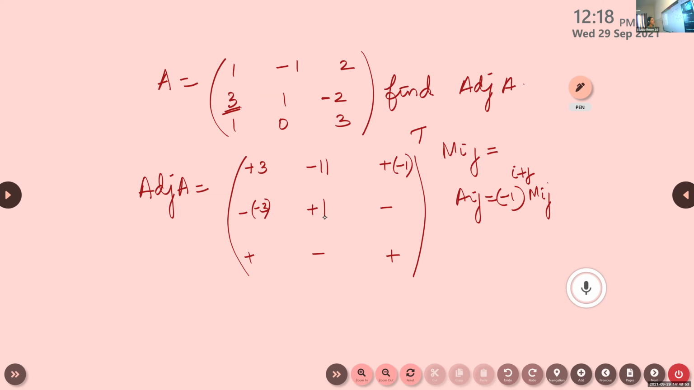How will you find the cofactor of minus 2? Capital Aij. It is the symbol we use here, cofactor.